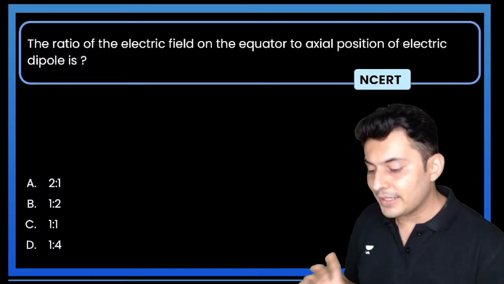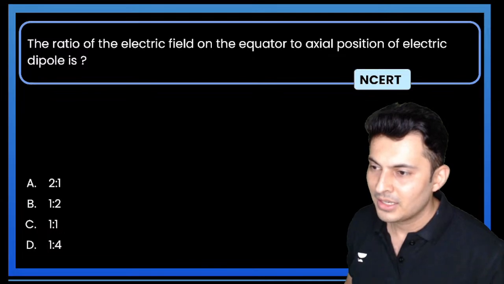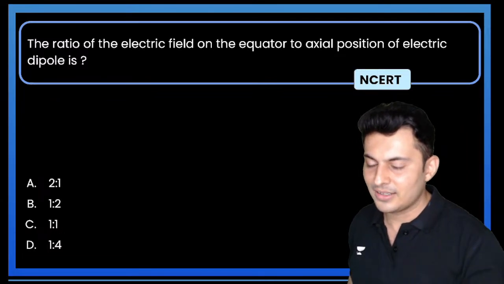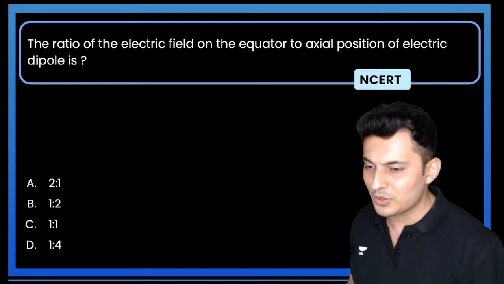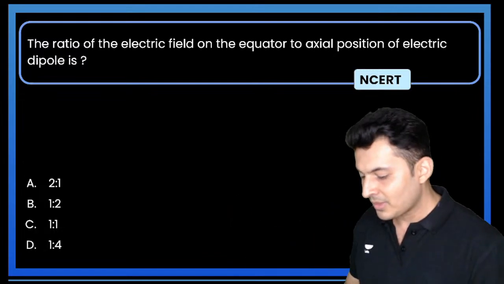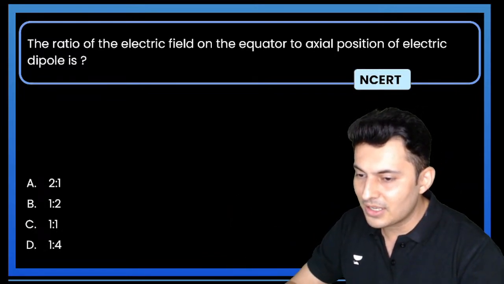The ratio of the electric field on the equator to the axial position. Everybody should do this. I don't want even one single student to get this wrong. Everybody should answer this. I want everybody to start spamming in the chat box. What is the ratio of the electric field on the equator to the axial position? Priyanka saying B, Shafiq saying B. Dr. Asta saying B. Interesting.